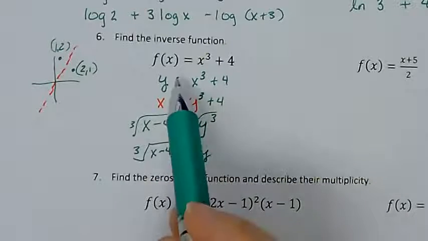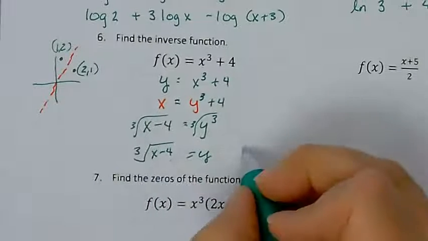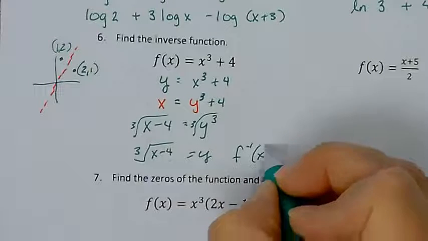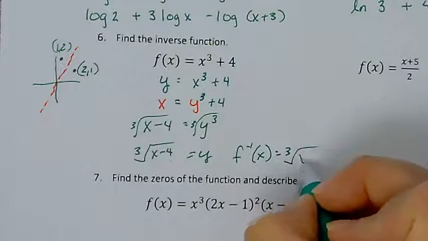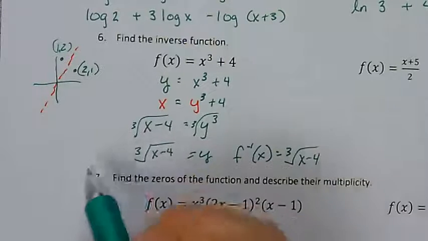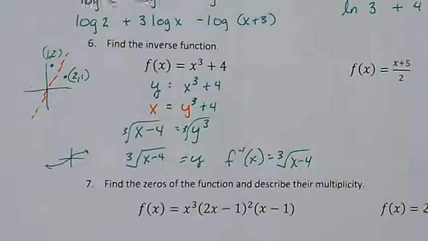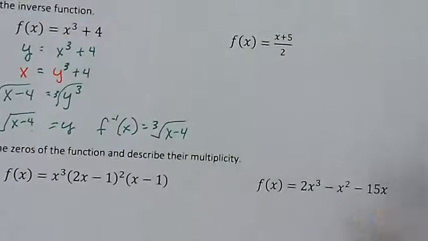Now, if this was a function, then I could write it like this. And we can tell that it's going to be a function because it would pass the vertical line test. A cube root function looks like this, and so that would pass the vertical line test. Okay, this is a function.